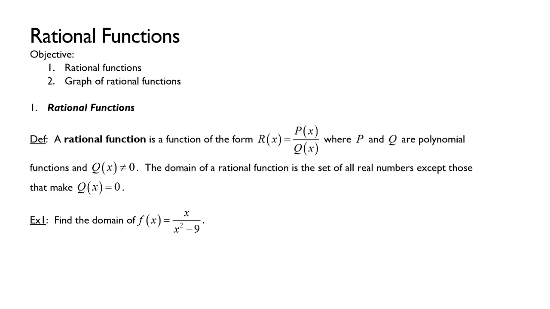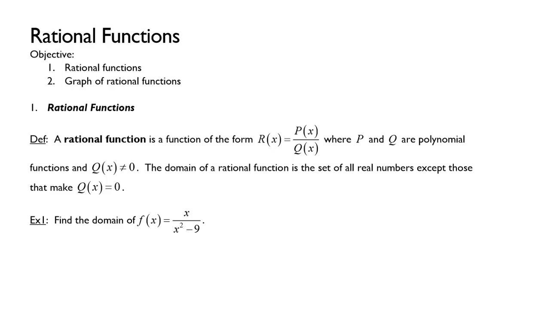The definition for a rational function is a function of the form r of x equals p of x over q of x, where p and q are polynomial functions, and the denominator polynomial does not equal 0. So we have to restrict the domain of a rational function to the set of all real numbers except those that make the polynomial equal 0 in the denominator.